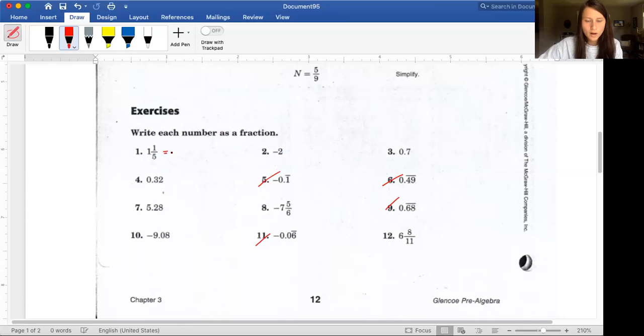So number 1, to write this as an improper fraction, we do 1 times 5 and then plus 1, right? So that would be 6 over 5. There's one whole piece and then another partial, one piece out of 5, right? And then right here we've got -2. So we write this as just -2 over 1 as our fraction. And then number 3, I've got 7 in the 10th place. So it's 7 over 10. I'm going to put it over 10 because it's in the 10th place. And I can't simplify this. So that's my answer, 7/10.